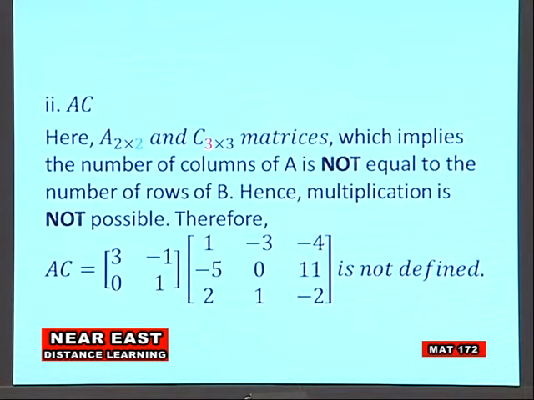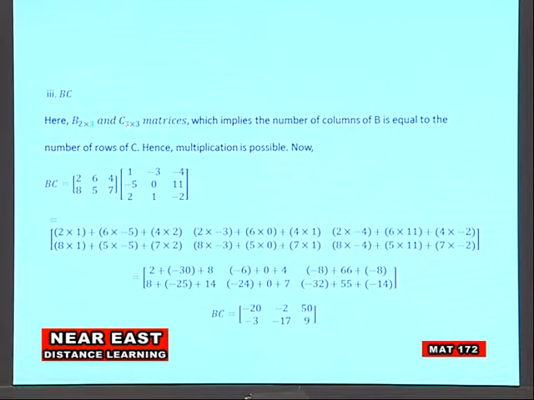Number of columns of A is 2. Number of rows of C is 3. So 2 and 3, 2 is not equal to 3. So multiplication is not possible. Just conclude that A times C is not defined. As simple as this. Next is BC.